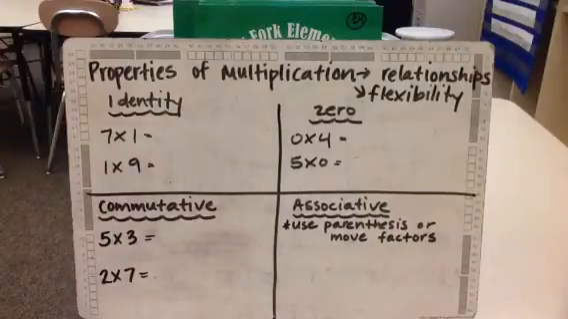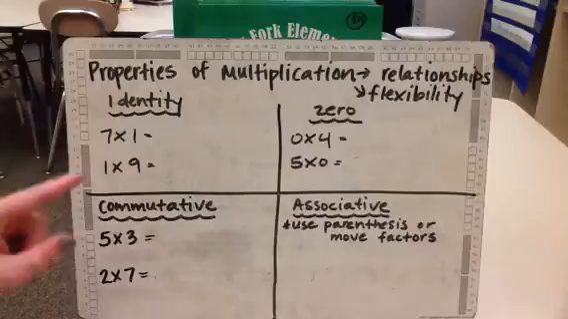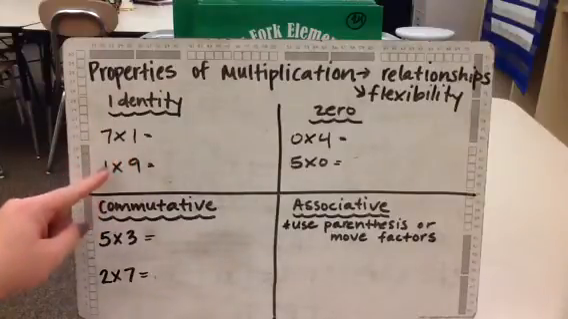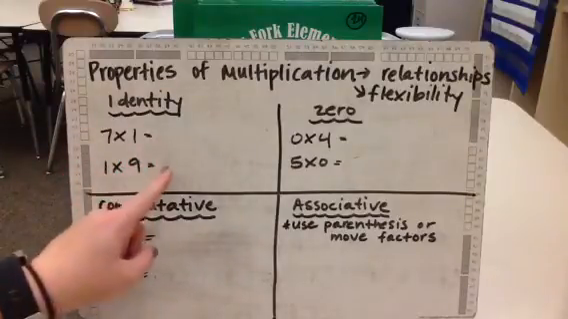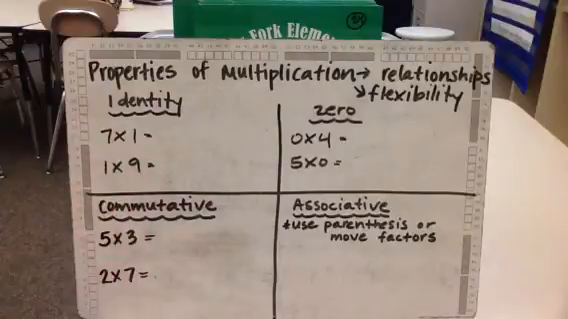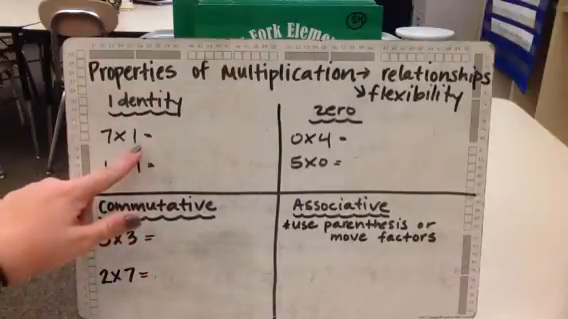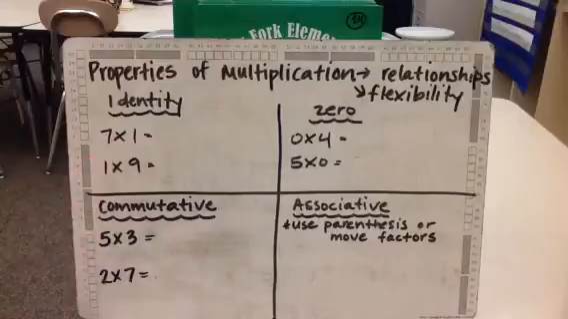So I'm going to talk to you about 4 of the properties that we will use and apply in 3rd grade, and then there's also a 5th one that we'll do later in 3rd grade. So here I'm going to start with the identity property. The identity property is that if you see a factor of 1, then the product is going to be the other factor. So here I see a factor of 1, so the product is going to be the other factor. It's going to be 7.